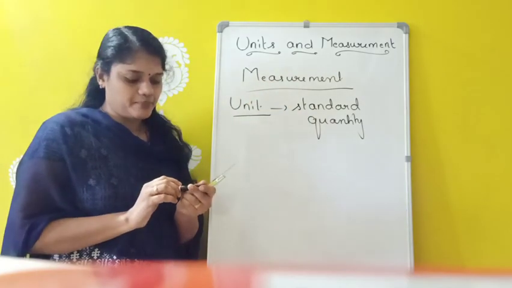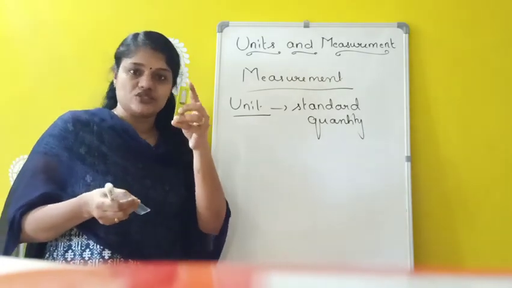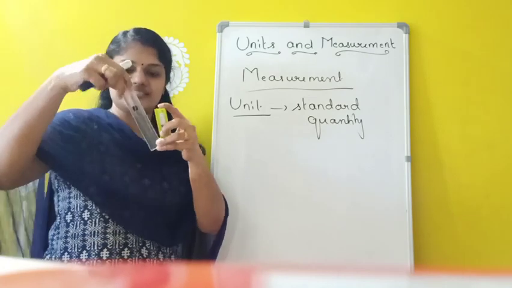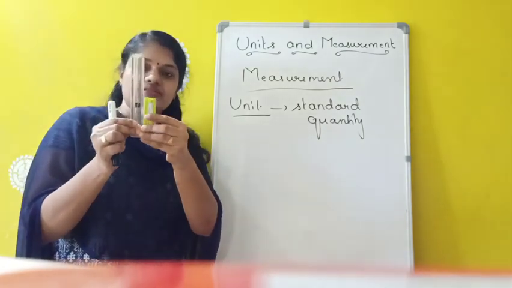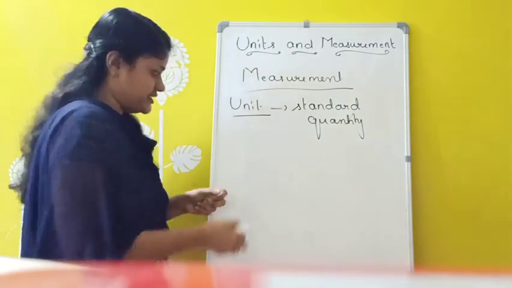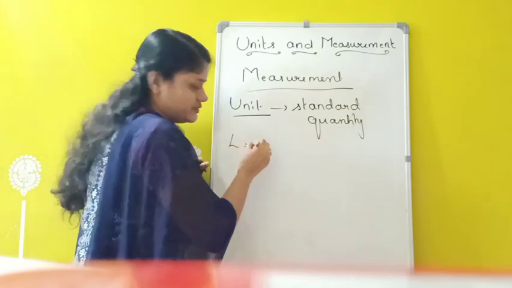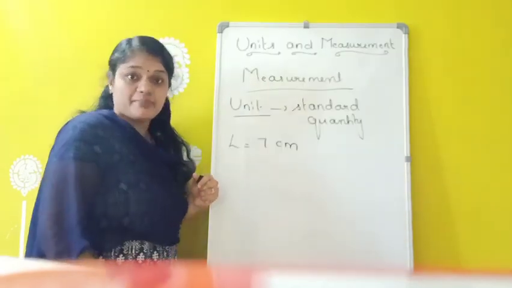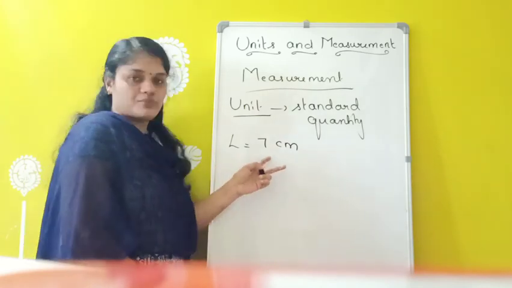Only by comparing with the standard quantity can we measure any other unknown quantities. Clear? Here I told I want to measure the length of this object. So I am comparing this with a known quantity. This is a scale here. So I am measuring the length using this scale. Suppose I am getting length as 7 centimeter. So length equals 7 centimeter. By comparing with the scale, I measured the length of this object.